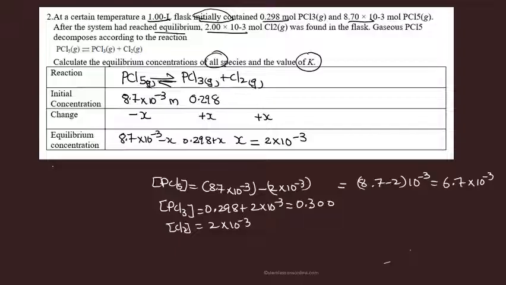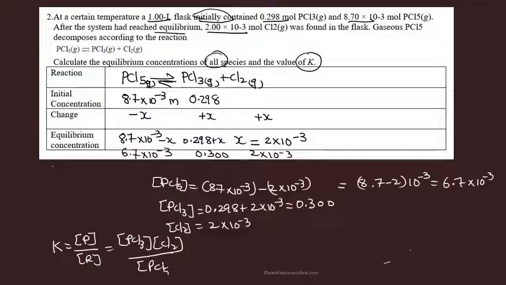So here we can write for PCl5 it is 6.7 times 10 to the power negative 3, and for PCl3 we got 0.300, and for chlorine it is already given. So we will write like that, and we can calculate the K value now. K equals concentration of product divided by concentration of reactant. So that is PCl3 times Cl2 concentration divided by PCl5 concentration.